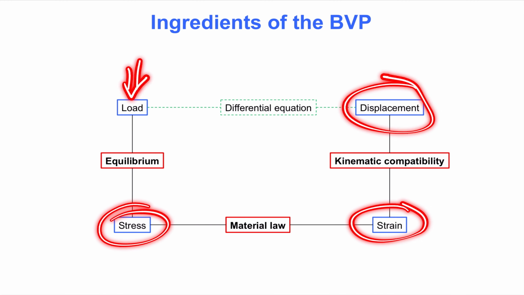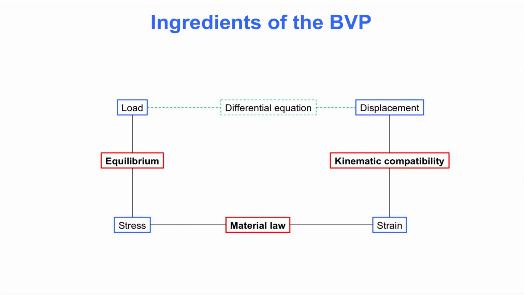Boundary value problems like this, including truss, beam, frame, plate, and shell members, are the bread and butter of solid mechanics. And solid mechanics generally consists of three types of governing equations. They are mentioned in red rectangles on this slide, and they are equilibrium, material law, and kinematic compatibility. It is those three ingredients that we combine in order to formulate the differential equation for a structural member.